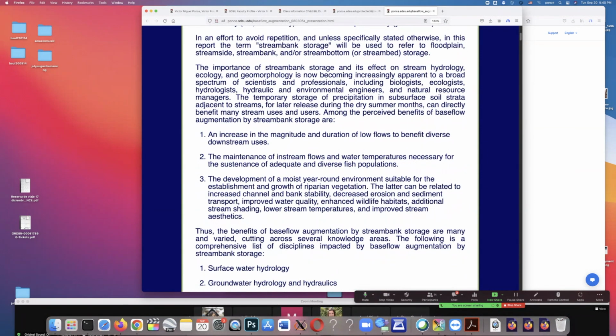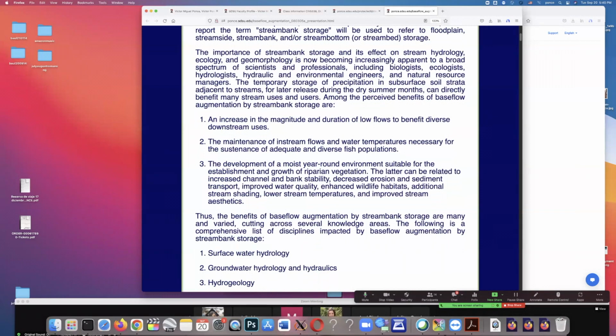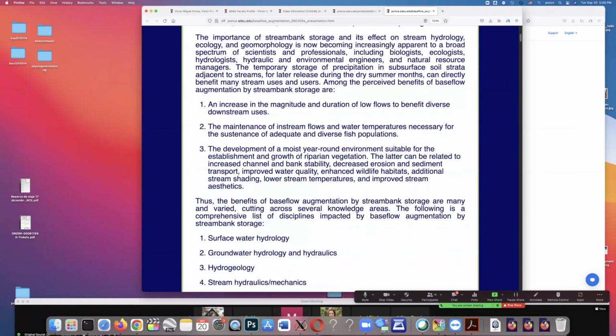Riparian vegetation, why is it good? Because it can be related to increased channel and bank stability. If riparian vegetation is lost, bank stability in the channel is gone, and consequently sediment erosion increases. So the latter can be related to increased channel and bank stability, decreased erosion and sediment transport, improved water quality, enhanced wildlife habitats, additional stream shading, lower stream temperatures, and improved stream aesthetics, meaning the way the stream looks. And that's also very important.